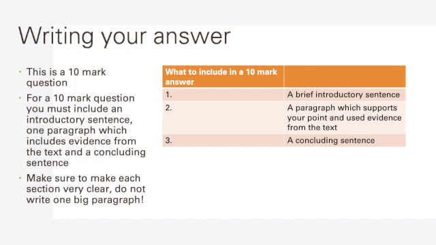So this is a 10-mark question. For a 10-mark question, you must include an introductory sentence, one paragraph which includes evidence from the text, and a concluding sentence. Make sure that you make each section very clear. Do not write one big paragraph, and you'll see this in what I've written, okay? So what to include in a 10-mark answer: a brief introductory sentence, a paragraph that supports your point and uses evidence from the text, and a concluding sentence.